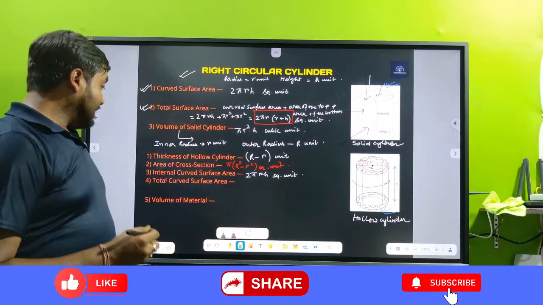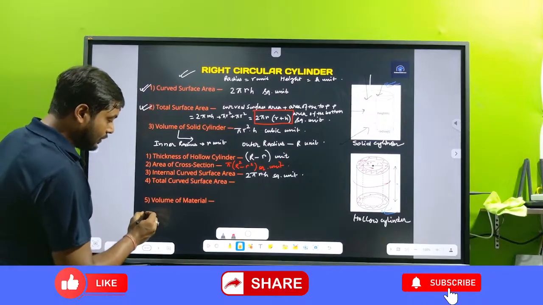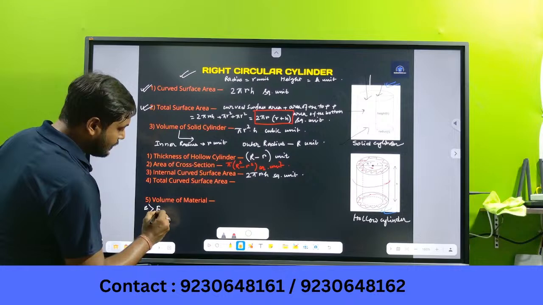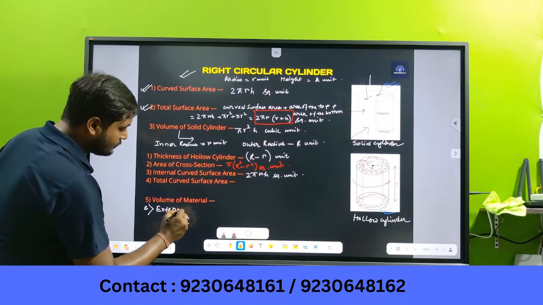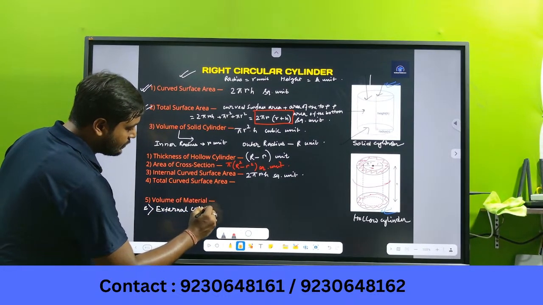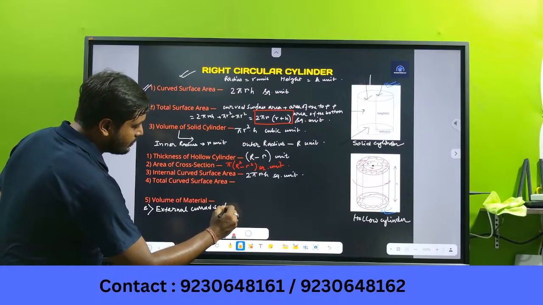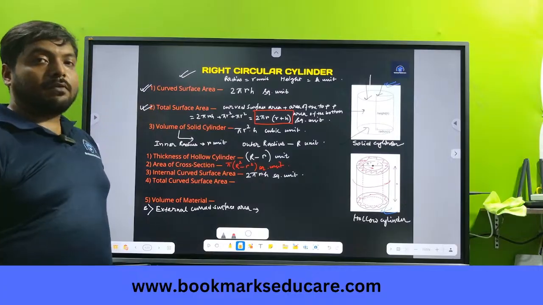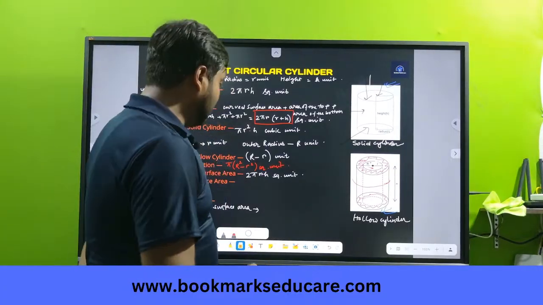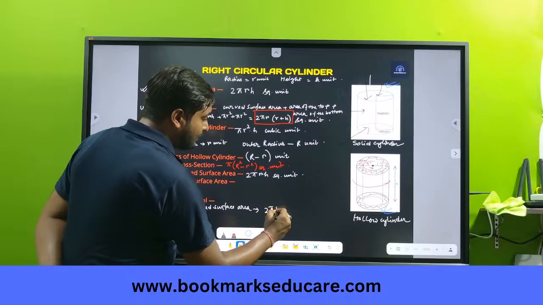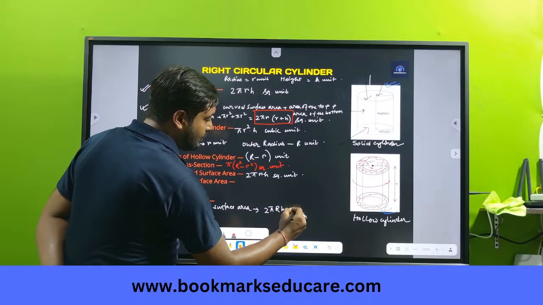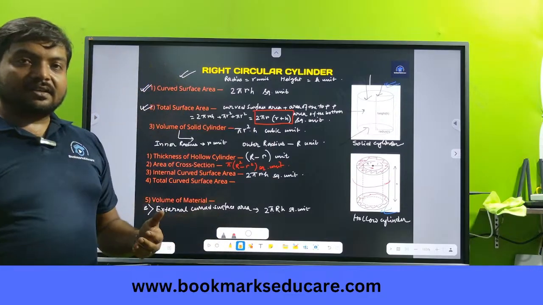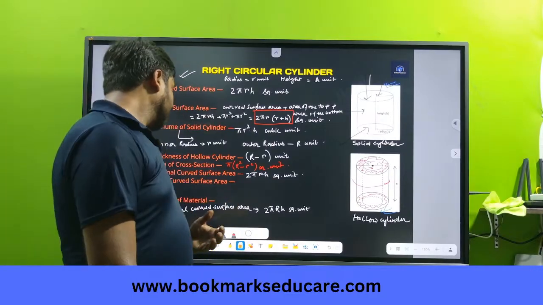And for external, sorry, I forgot about that. That is the external curved surface area, and the formula for the external curved surface area will be 2 pi capital R H, because the external radius is capital R.